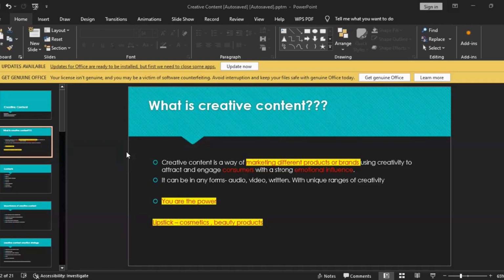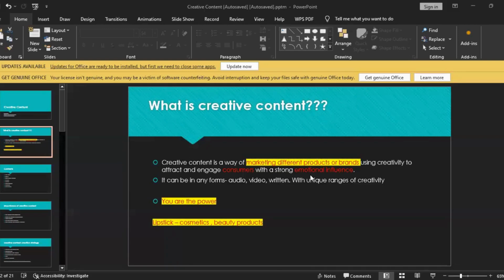So using your content creatively, you should be able to market the given product or the brand to attract and engage consumers with a strong emotional influence. So that is very important. Only in creative content can you influence your consumers emotionally. So that is why it is successful in this digital era. So you should know each and every nerve of your consumers.